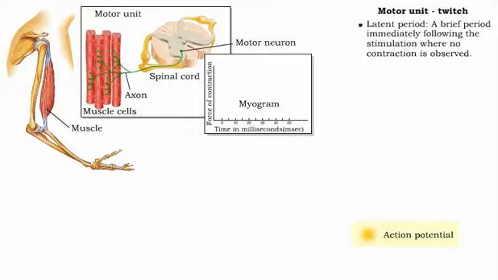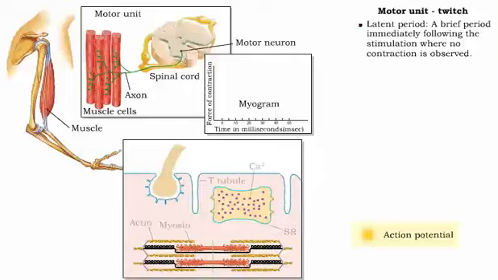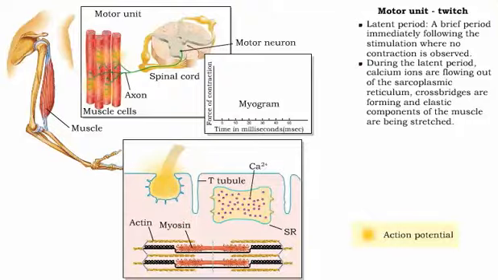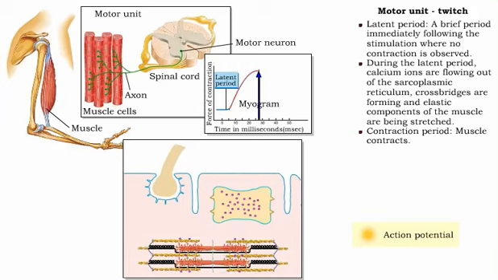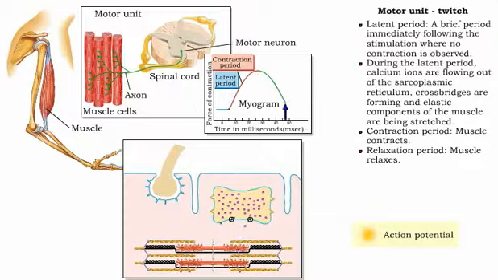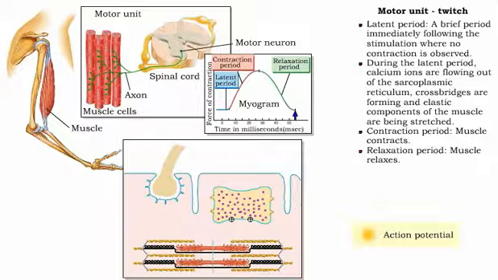Immediately after stimulation, there is a very brief period where no contraction is observed. This is the latent period. Although contraction is not evident during the latent period, the muscle is not inactive. Calcium ions are flowing out of the sarcoplasmic reticulum, crossbridges are forming, and elastic components of the muscle are being stretched. The first discernible force of the muscle initiates the contraction period. When the muscle reaches its greatest point of contraction, it enters the relaxation period.